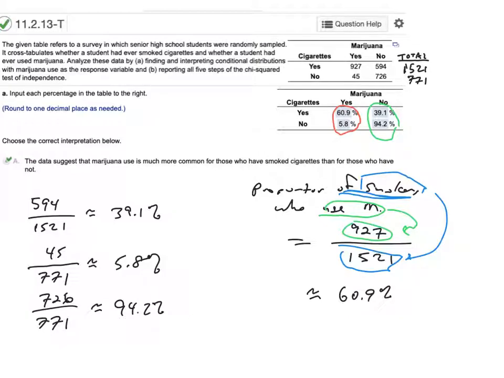So that's why for the first question here, after we converted the percentages, I picked answer A, which says the data suggests that marijuana use is much more common for those who've smoked cigarettes than for those who have not. I think that the percentages bear that out.